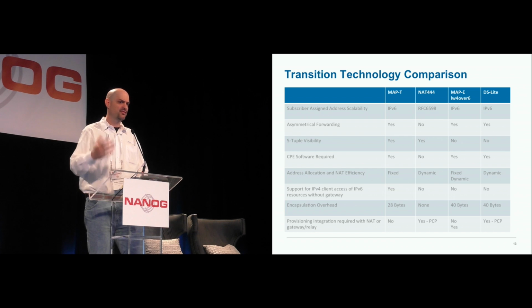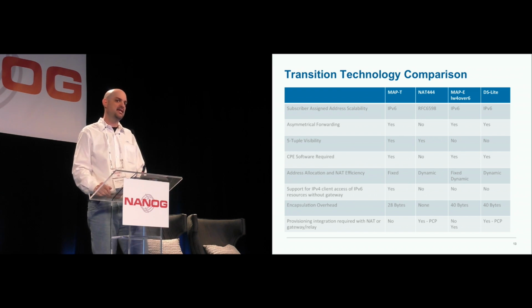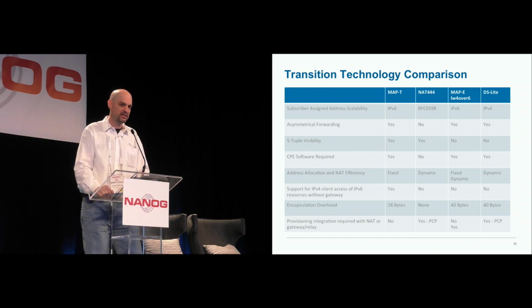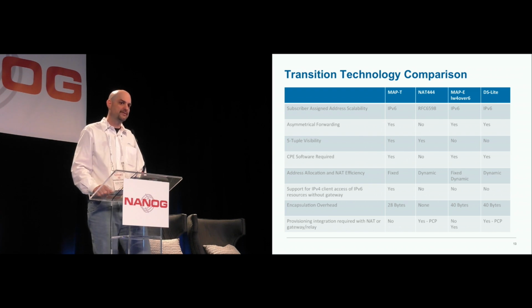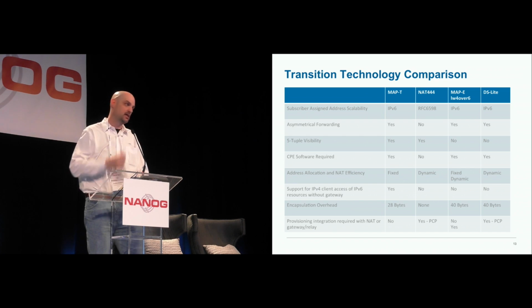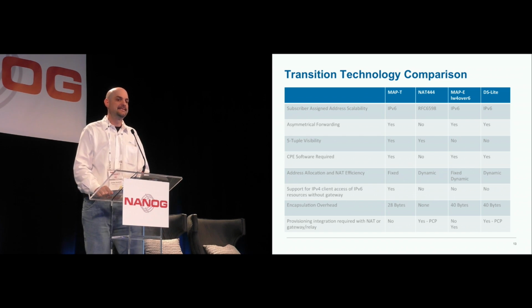In the IPv6 cases, obviously, we have IPv6 address scalability, which is more than enough address space to uniquely assign to each one of the customer gateways. Asymmetrical forwarding: since it's a stateless technology, MAP-T supports this, as well as MAP-E and lightweight 4over6. The stateful technologies, DS-Lite and NAT444, do not. 5-tuple visibility, as discussed previously: MAP-T supports it. NAT444 supports it, since we're talking about only double translation, but those that do encapsulation, you're not going to have 5-tuple visibility.